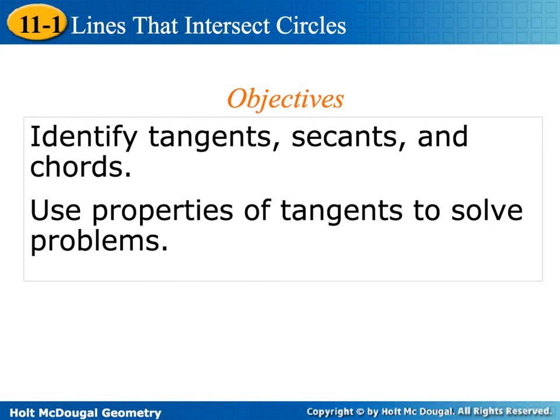All right, this is the last chapter for our geometry class. Basically, we're just going to drop everything and move over to circles. There are going to be some triangles that pop up in the circles, but for the most part, this entire chapter is all about circles. So the objectives for this chapter are to identify tangents, secants, and chords, and use properties of tangents to solve problems.